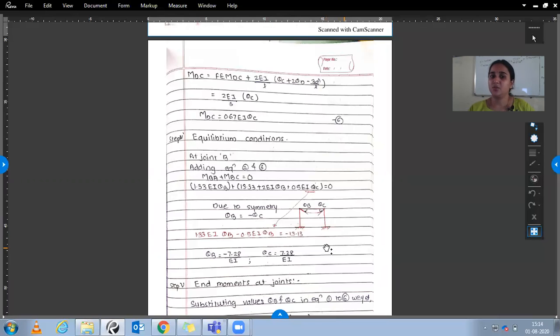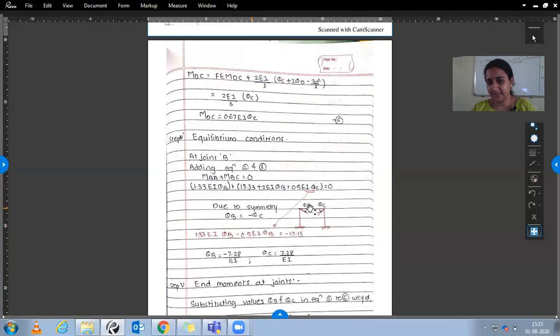Then the next step is solving the unknowns by using the equilibrium condition at joint B: summation of moments is equal to 0. So MBA plus MBC is equal to 0. We are going to add the two equations, 2 and 3, and we'll get one equation in terms of the unknown values theta B and theta C. And we can see that the given frame is symmetrical about both axes, so theta B is equal to minus theta C.